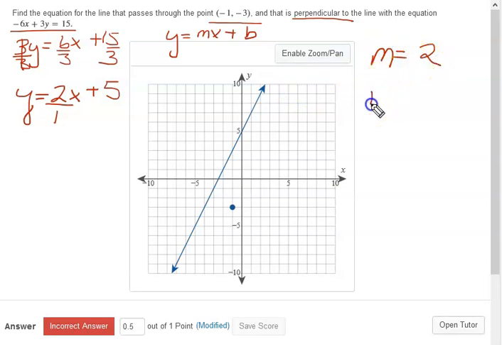But we want to find the slope of a line that would be perpendicular. So we said the protocol for that is to take the slope and the opposite sign, reciprocal of that, would be a negative 1/2. So that's where we are. And the point that we wanted to go through is a -1, -3. So I'll go to the whiteboard now.